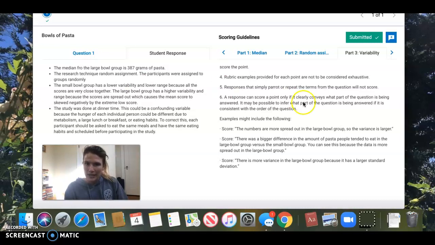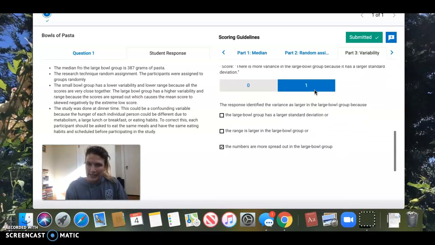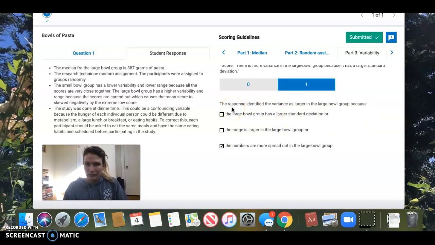Okay, this looks good. Let's see in the rubric, the point says the response identified the variance as larger in the large bowl group because, and then any of these three things would have scored. So you could have said the large bowl group has a larger standard deviation. You could have said the range is larger in the large bowl group, which is mentioned as well, so I'll check that as well. And you could also just say the numbers are more spread out in the large bowl group.